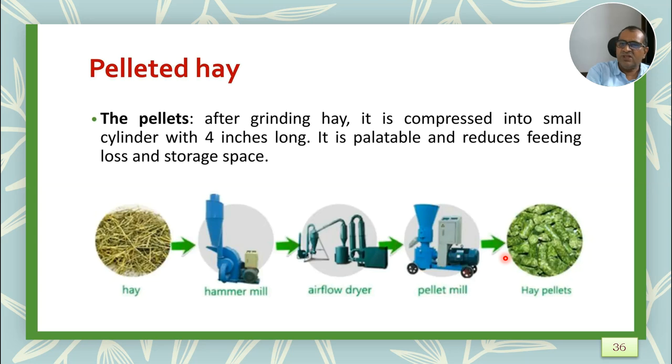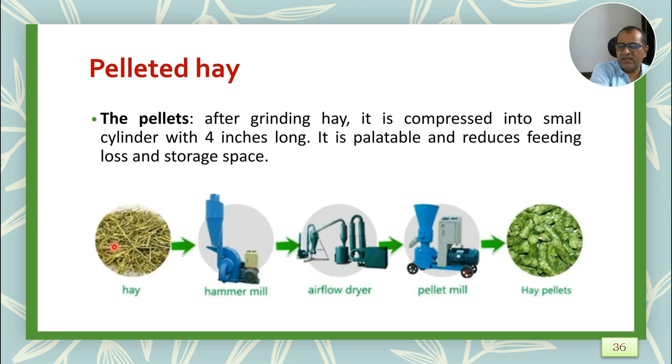Then the pelleted hay is another thing. We can make the pellets of the hay also. So after grinding the hay with the hammer mill, it is compressed into smaller flakes, then smaller pieces 4 inches long. And it is palatable and reduces feeding loss and storage.